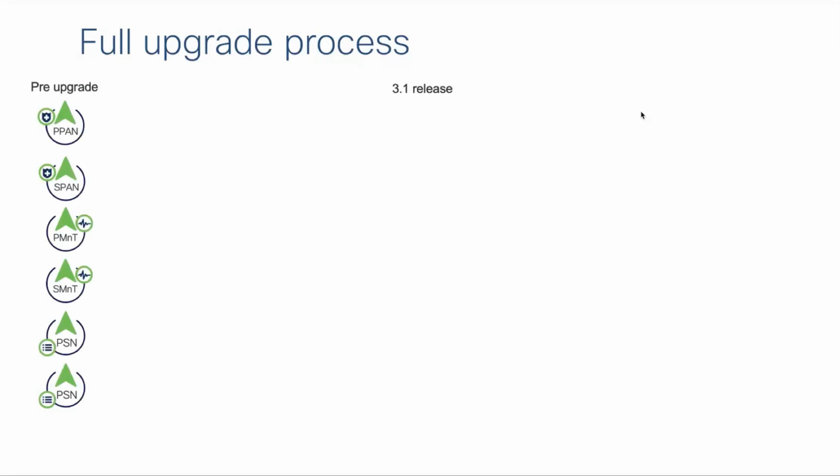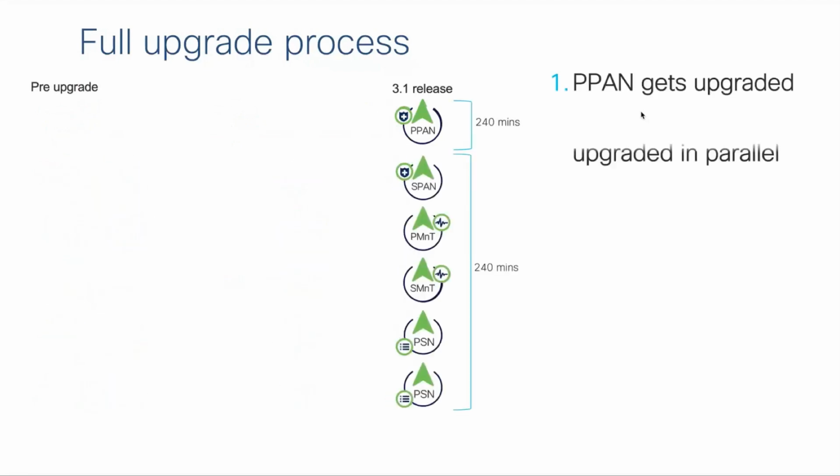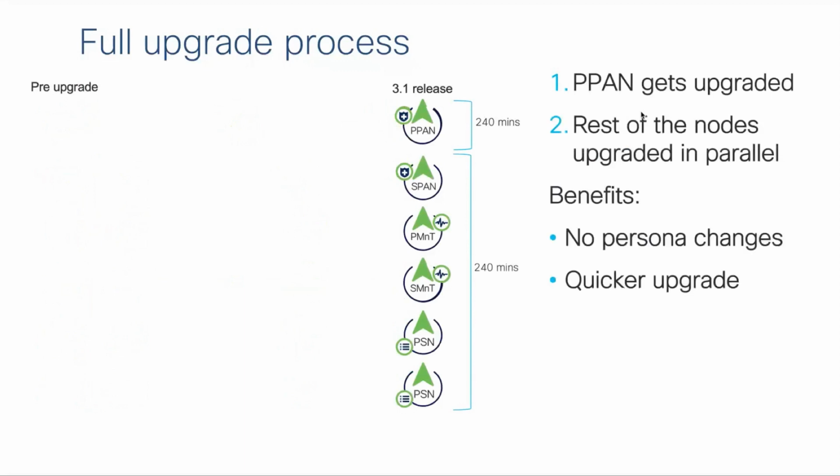So we talked about a full upgrade and a split upgrade process, right? Let's go in detail what exactly those processes are. The full upgrade process involves two steps. In order to avoid upgrade failures, it has a two-step process. In the first step, the PPAN is going to get upgraded. And in the next step, the rest of the nodes in your deployment go for an upgrade.